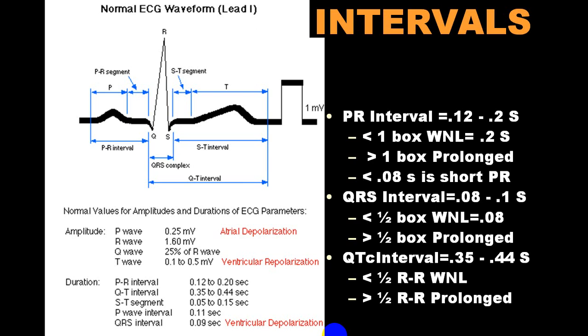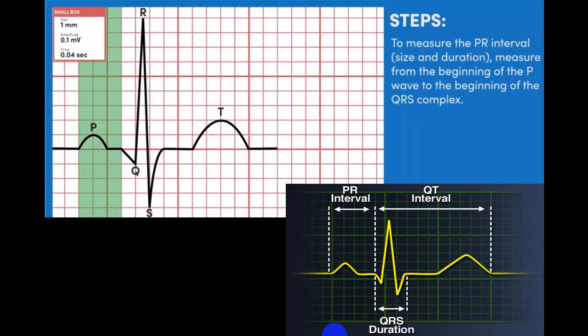Or roughly, it should be less than half of the RR interval. That means if the RR interval is 10 small squares, then the QT interval should be less than 5 small squares. That is a normal QT interval, whether the heart rate is fast or slow. That is the simplest way to calculate. And if it is more than half of the RR interval, we call the QT interval prolonged.